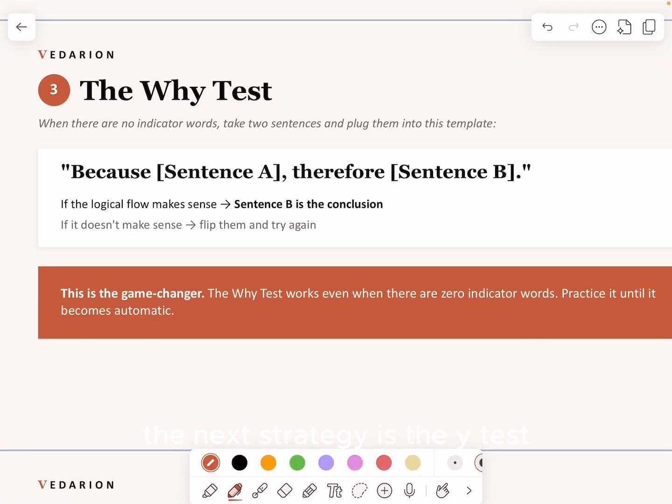The next strategy is the Y test. When there are no indicator words, this strategy really helps you figure out what the conclusion is. And I really want you to learn the strategy because this will help you get through some trickier LSAT questions. You ask, because sentence A, therefore sentence B. If the logical flow makes sense, sentence B is the conclusion. If it doesn't, you flip it and try again. Let's go ahead and do an example.